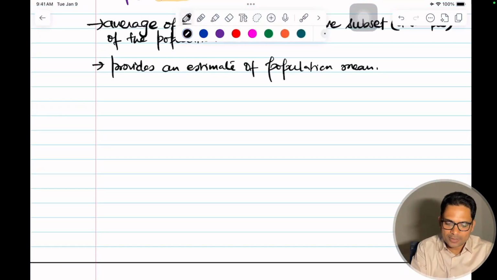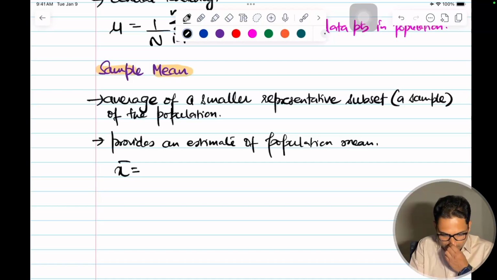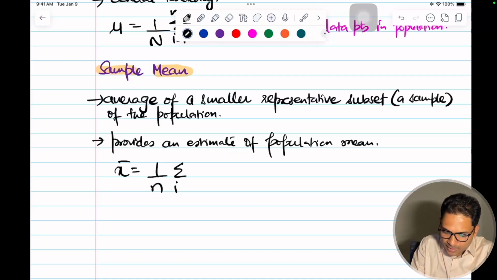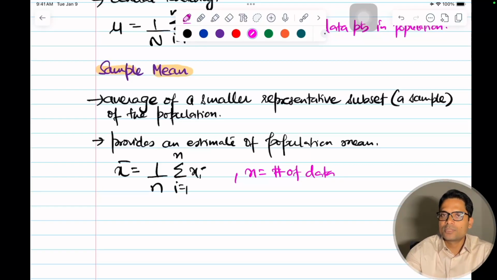So the population mean was represented by mu, and the sample mean is represented by x bar. X bar is equal to 1 by n, sigma i equal to 1 to n xi. And similarly here also, n is equal to the number of data points in the sample.